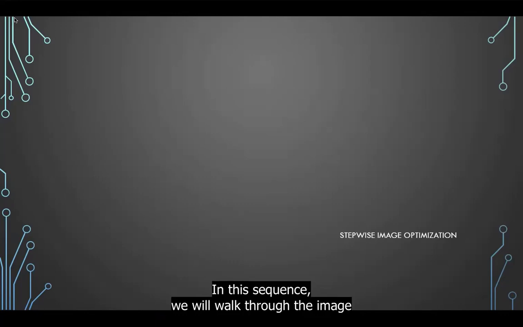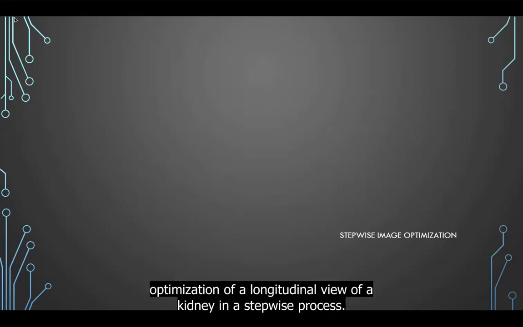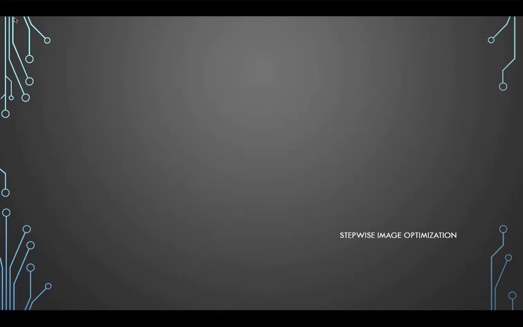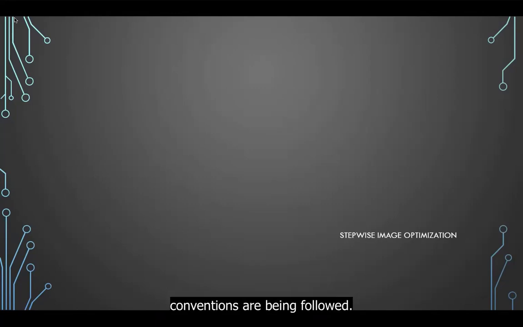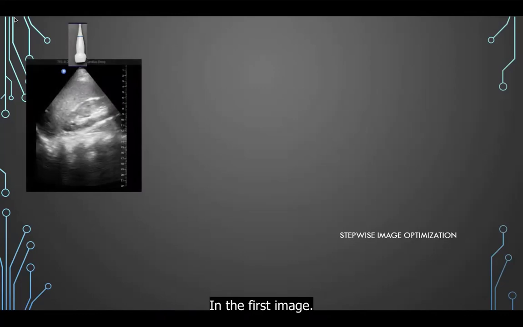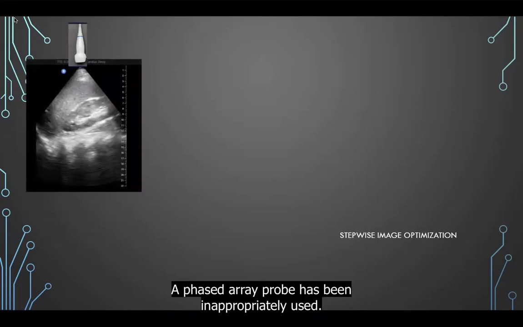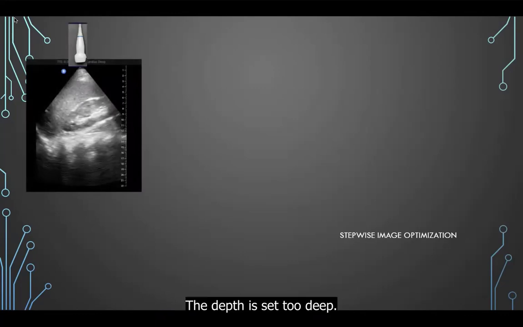In this sequence, we will walk through the image optimization of a longitudinal view of a kidney in a stepwise process. For the purpose of this example, assume that standard indicator conventions are being followed. In the first image, a phased array probe has been inappropriately used. The depth is set too deep. The image is overgained.